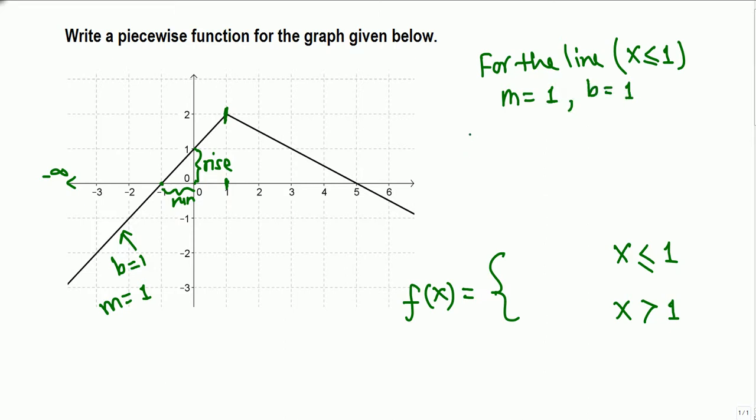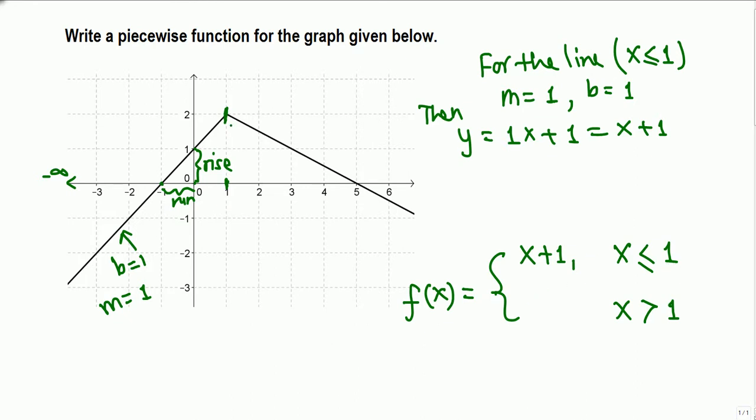Then the equation is y equals mx plus b. So 1x plus b is 1x plus 1, we don't write 1, so just x plus 1. Now this x plus 1 goes here. Okay, x plus 1 if x is less than or equal to 1.